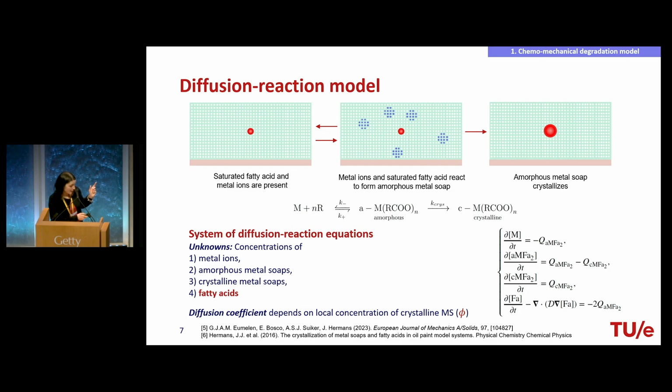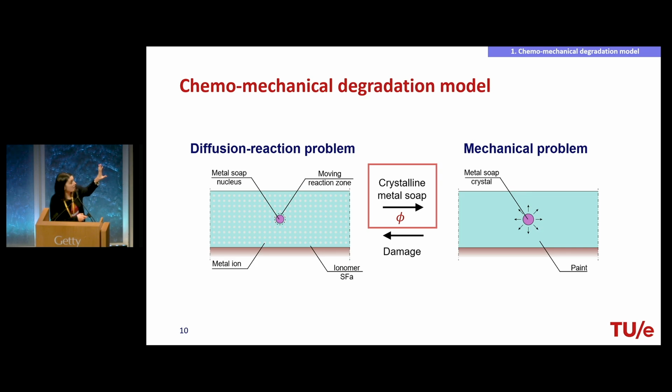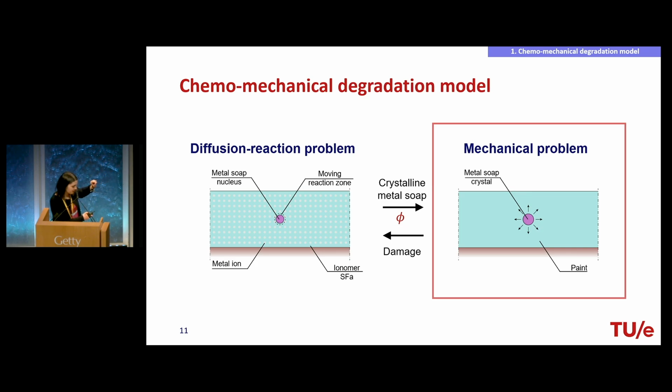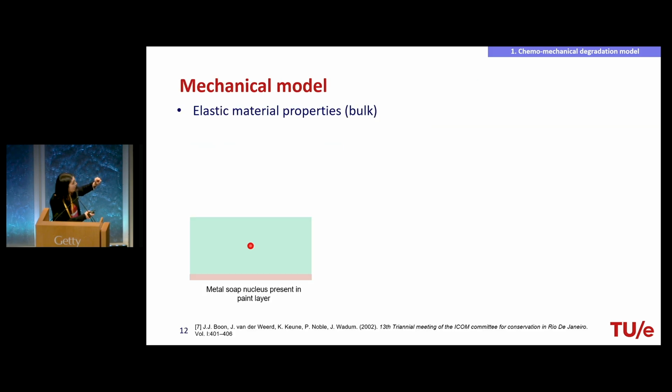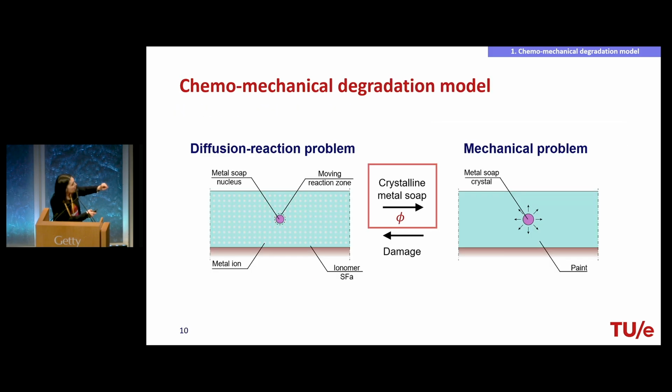One other important aspect is that we take the diffusion coefficient to depend on the local concentration of metal soaps, because the fatty acid diffusion will be influenced by the local content of crystalline metal soap. So look at this parameter phi. This is a very important parameter, because if I go back to this scheme that relates to the two problems that we are solving, what we actually transmit from the diffusion reaction problem to the mechanical problem is this local concentration of crystalline metal soap. This is an input from the chemical model to the mechanical model.